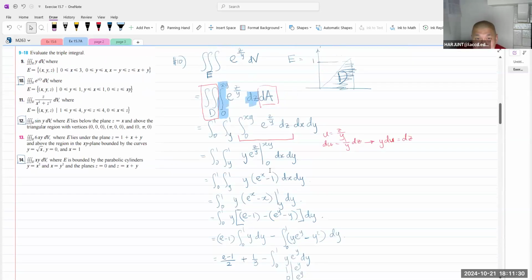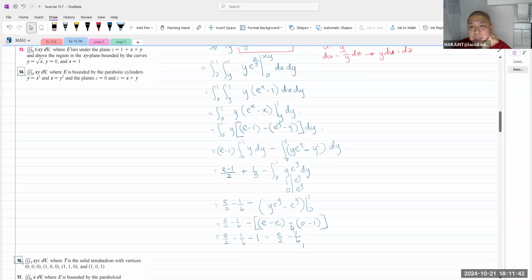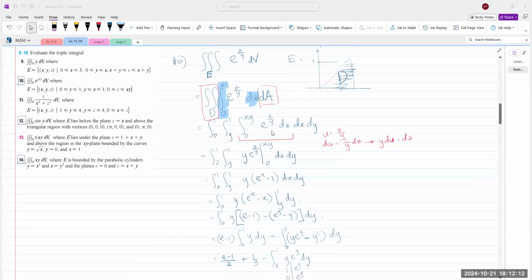I don't really like this, to be honest with you. You can check my computation, especially my integration by parts. But I think I'm okay. If I make any mistake, it must be algebra here. Okay, that's for number 10.